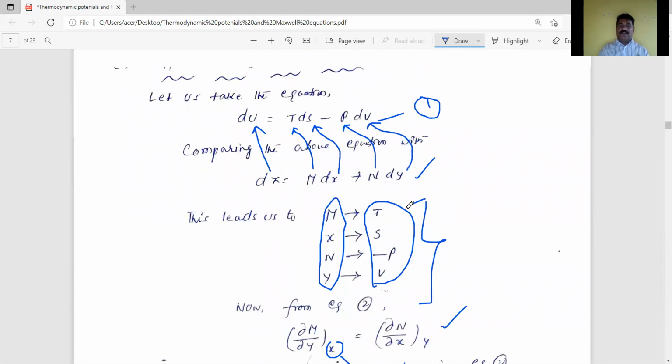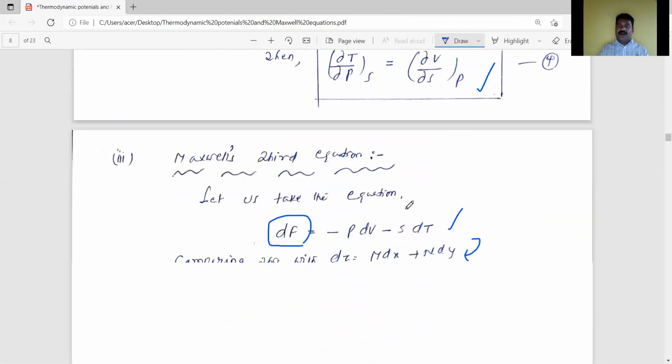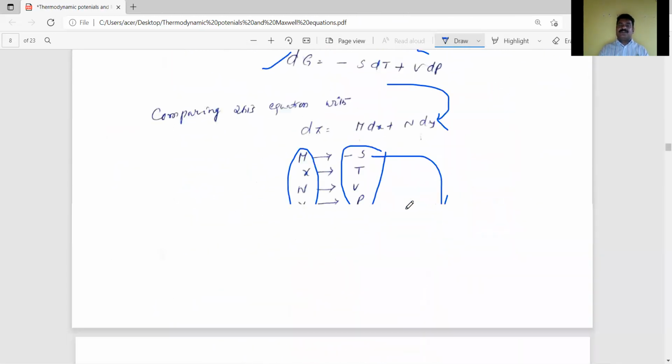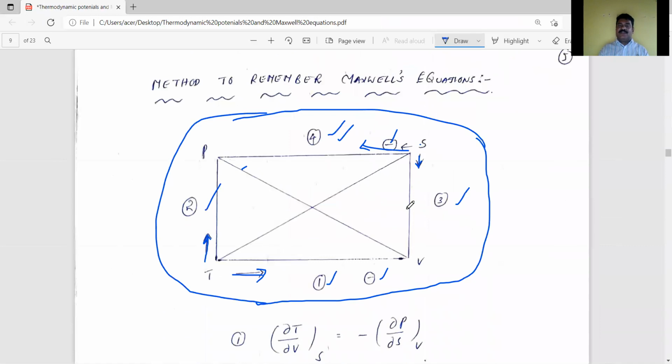So, how one can derive the equations we have seen very clearly. In order to remember the Maxwell's four equations, once again we have seen a useful small technique. By using all these four equations, one can derive or analyze every concept in thermodynamics. That is the advantage of Maxwell's equations.